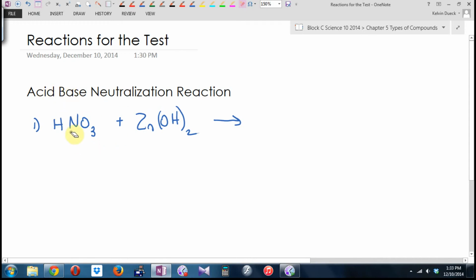What is this? This is an acid. What is this? A base. Anytime there is an acid-base reaction, here are the results. Don't write this bit down. You're going to get a salt plus water. That part you need to memorize, except don't memorize the word salt. It is a salt. I'm going to show you how we put it together.